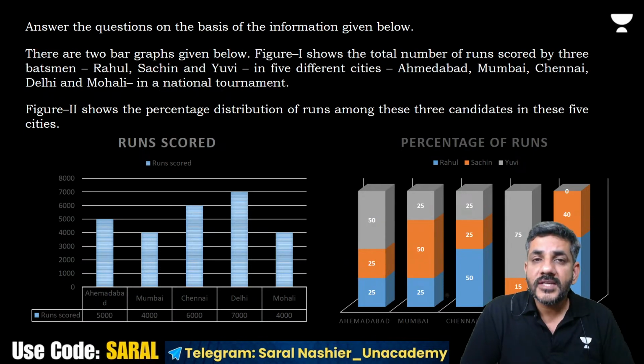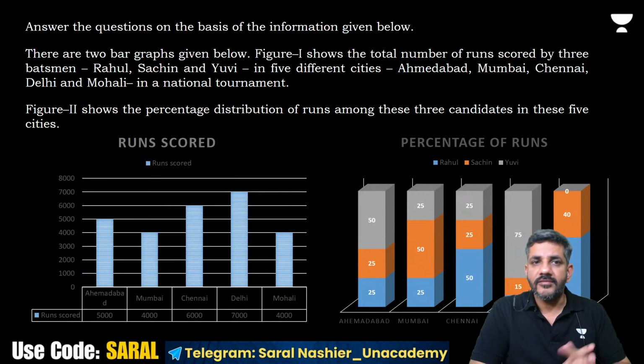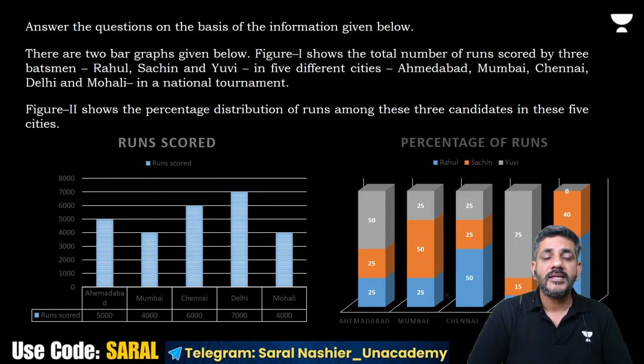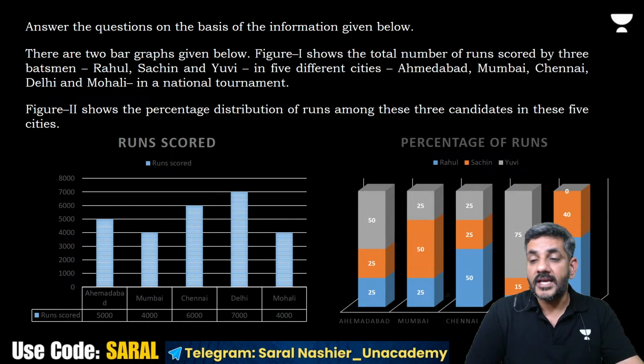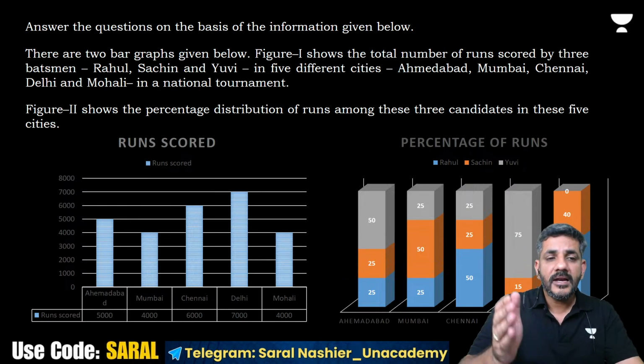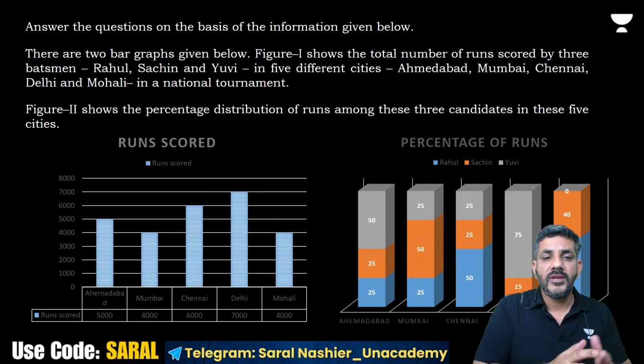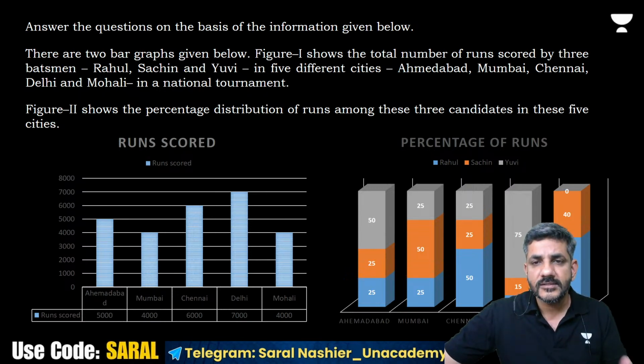There are two bar graphs given below. Figure 1, that's on your left, shows the total number of runs scored by three batsmen, that is Rahul, Sachin, and UV, in five different cities: Ahmedabad, Mumbai, Chennai, Delhi, and Mohali. Figure 2, which is on your right, shows the percentage distribution of runs among these three candidates in these five cities. Percentage distribution means what percentage of total runs have been made by Rahul, what percentage by Sachin, what percentage by UV. That all is mentioned over there as well. I'm sure this is clear to all.